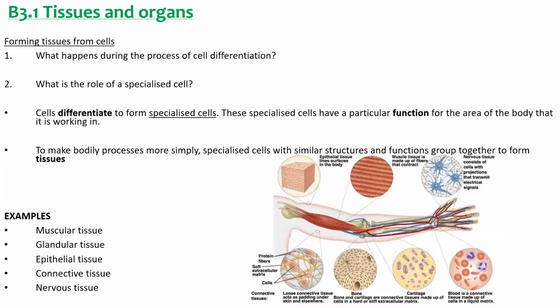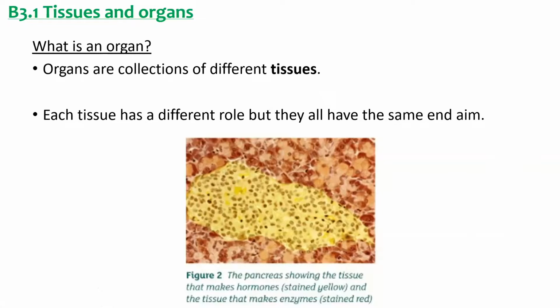The cells are tiny microscopic things. They form a tissue, and the tissue forms an organ. So you've got the pancreas, showing the tissue that makes the hormones, stained yellow, and the tissue that makes enzymes, stained red. So you can have different tissues making up an organ.